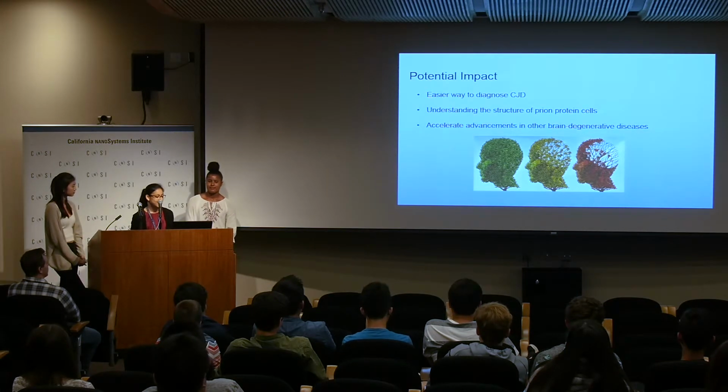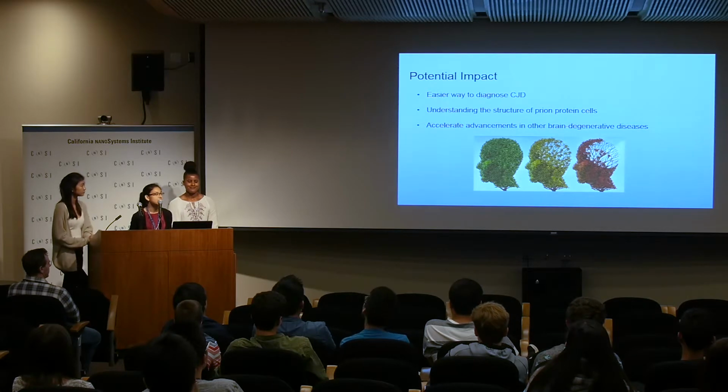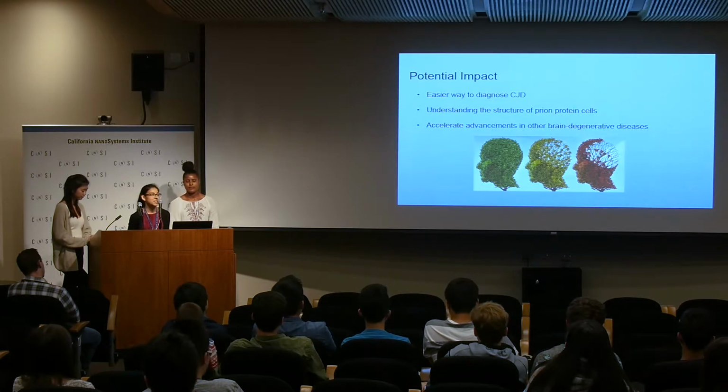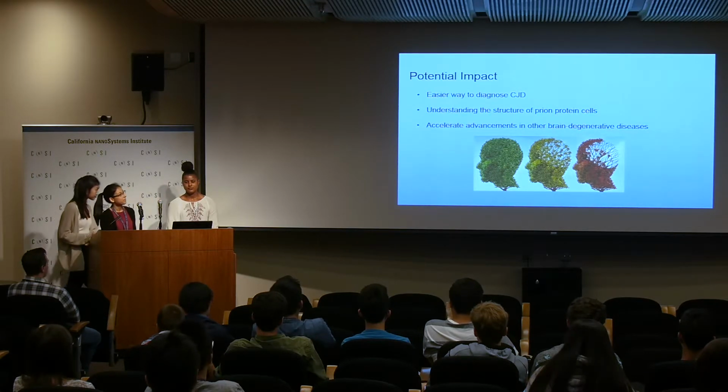So the potential impact. There are some pretty significant potential impacts. One is, of course, a better way of diagnosing CJD as well as other prion diseases. It could also accelerate advancements in the research of other prion diseases like Alzheimer's, for example, and it would bring us one step closer to a cure of all of these diseases.